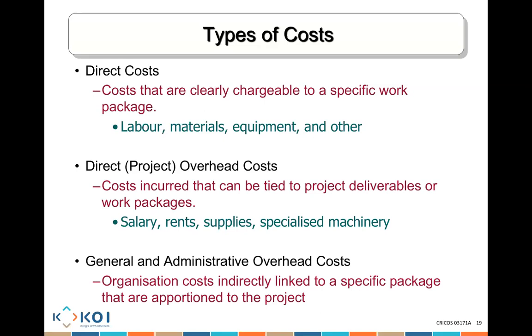General and administrative overhead costs are indirectly linked to a specific package and are apportioned to the project. For example, we have in this business a human resource department, and that human resource department is the one who helps us recruit all of those people to this team, while the HR department is not working on the project. Without them recruiting, the people I need for my project would not have been completed.